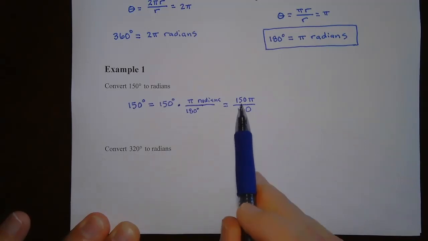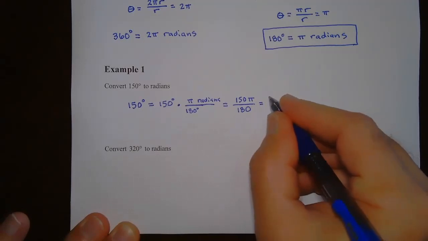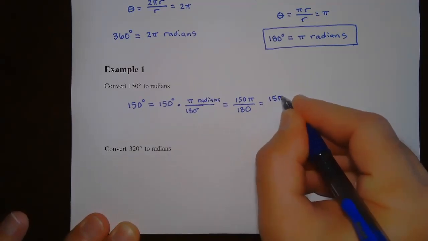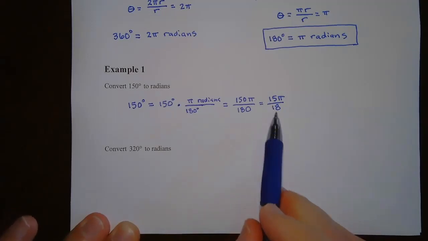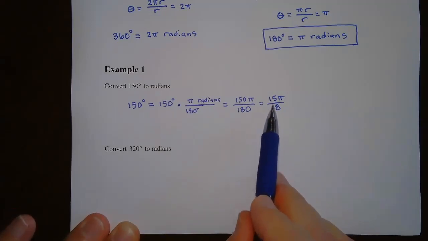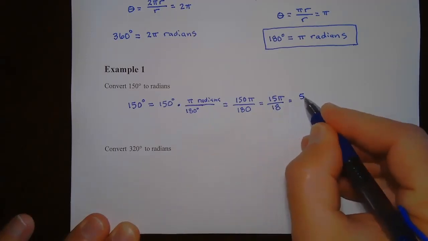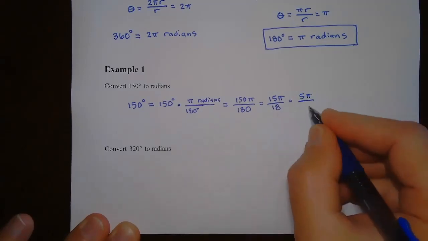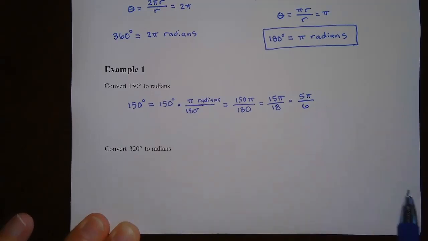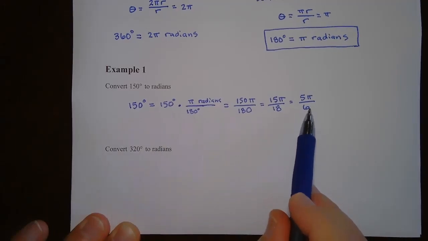180. Now, because these end in 0, they're both divisible by 10. So simplifying this really quickly, this becomes 15 pi over 18. We get some smaller numbers when we divide both the numerator and denominator by 10. Okay, and then we look at this, can we simplify this even more? Yes, these are both multiples of 3. So this becomes 5 pi over, and 18 divided by 3 is 6. Okay, so this means that 150 degrees is equivalent to 5 pi over 6 radians.